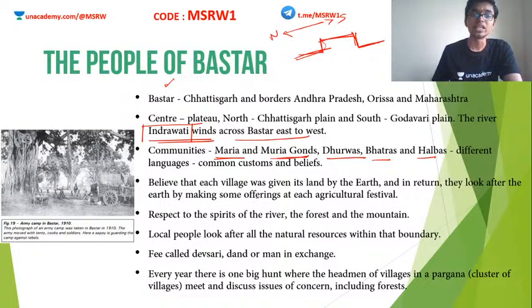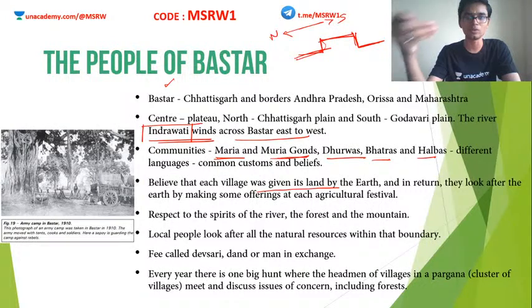They believed that each village was given its land by the earth, and in return they were supposed to take care of the earth. These kinds of beliefs were there among the tribal people. They believed that the earth gave them this land, so they had to repay the earth by conducting various offerings, agricultural festivals, etc. They respected rivers. They believed that rivers, mountains, forests, etc. had their own spirits and they worshipped all these spirits.